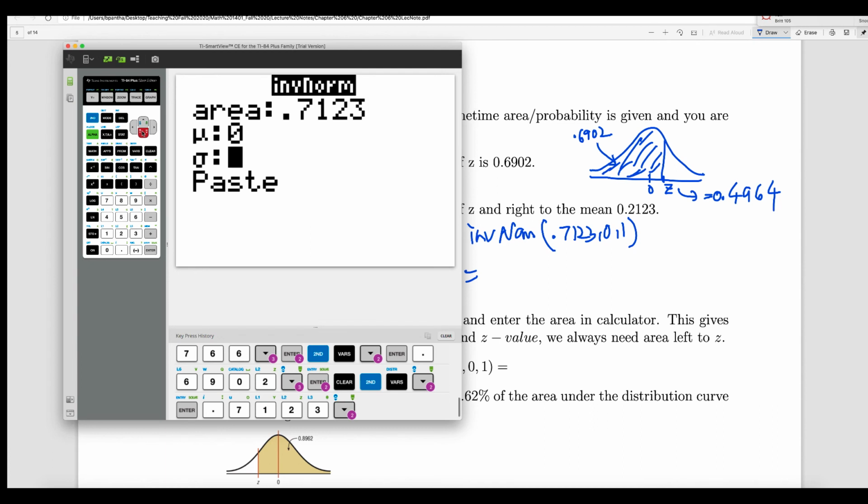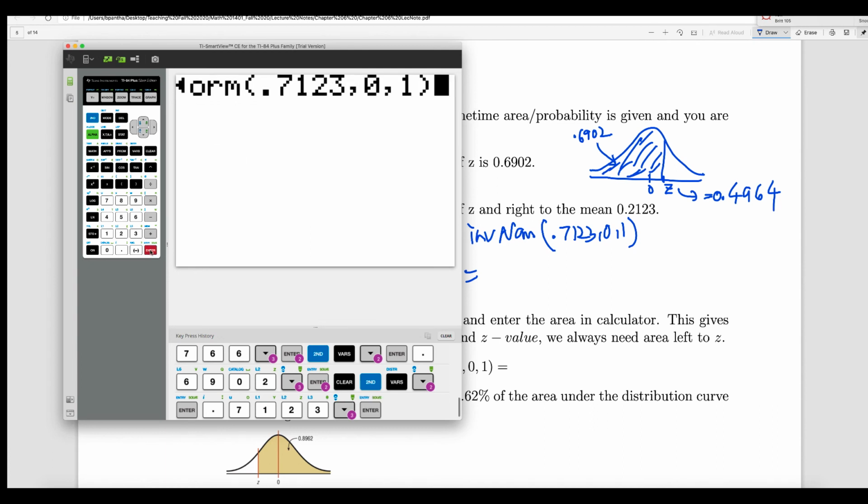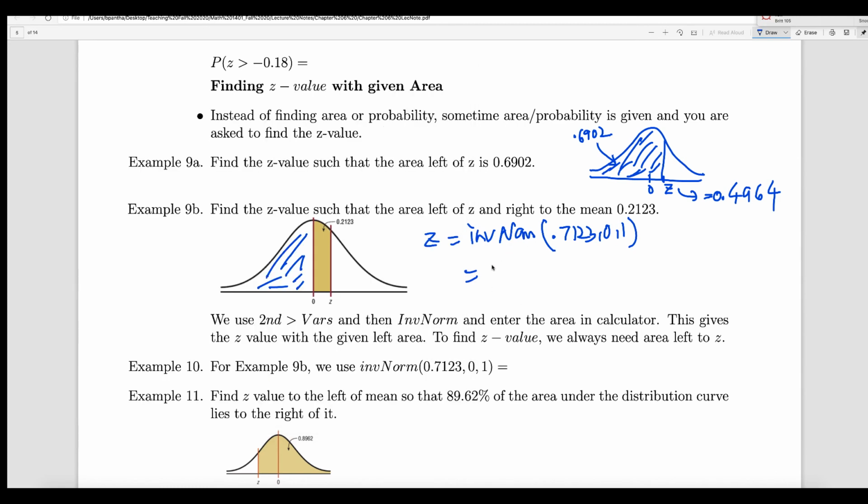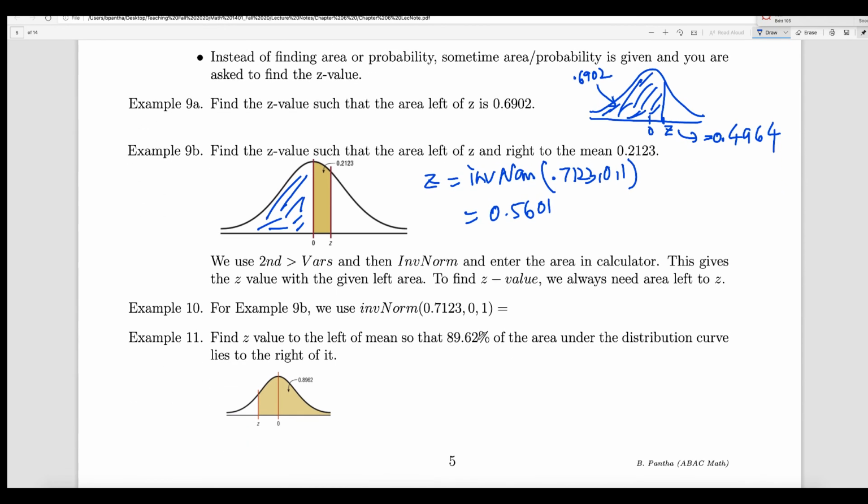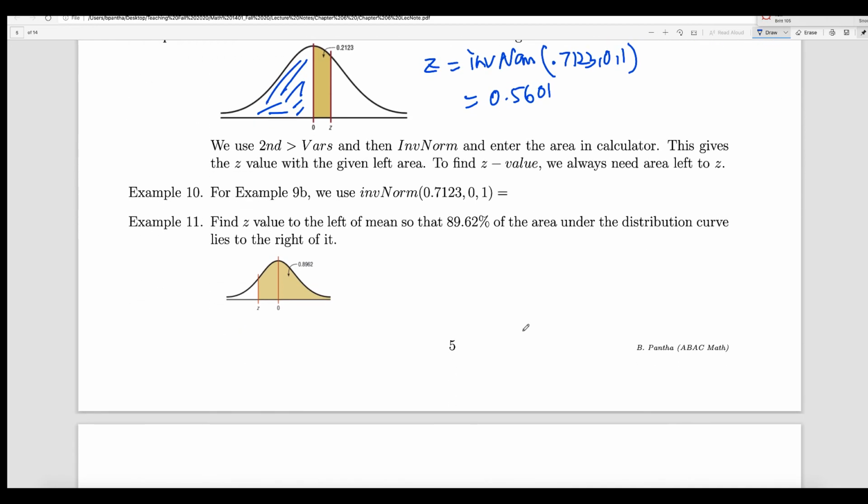Hit enter, paste, and hit enter. You will get 0.5601. This is what you get. Okay, so this is the answer for example 10, 0.5601.